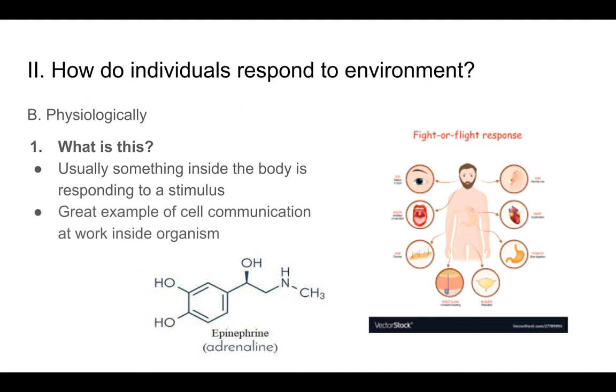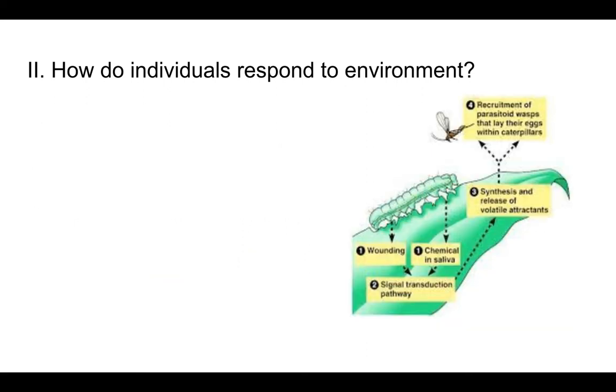When we talk about physiological responses to our environment, in animals, in plants, it's a great example of cell communication because these are things happening inside of our body. This depends on cell communication at work inside of an organism. So this chemical signal right here, epinephrine, is a stimulus. Well, this is released in response to a stimulus. Maybe you see something, maybe you hear something, it makes you really nervous. This chemical gets released, and this chemical goes and binds to cells in these various organ systems to produce an internal physiological response that we call the fight or flight response.